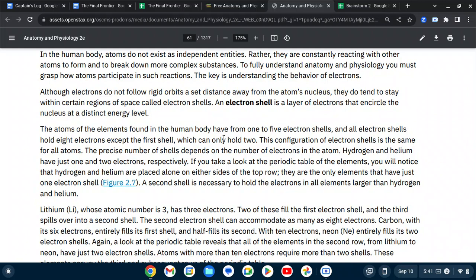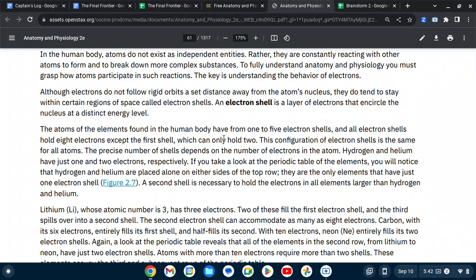Although electrons do not follow rigid orbits a set distance away from the atom's nucleus, they do tend to stay within certain regions of space called electron shells. An electron shell is a layer of electrons that encircle the nucleus at a distinct energy level. The atoms of the elements found in the human body have from 1 to 5 electron shells, and all electron shells hold 8 electrons except the first shell, which can only hold 2. This configuration of electron shells is the same for all atoms. The precise number of shells depends on the number of electrons in the atom.